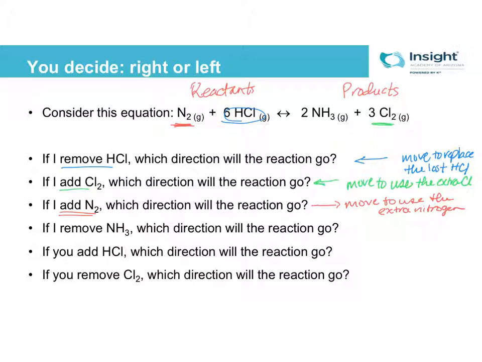If I remove NH3, so here's NH3, I'm going to remove some of the NH3. I'm going to have less of it, which means I'm going to be short some of the products. So that's going to be, again, moving to the right. And I'm moving to the right because I'm going to move to replace the lost NH3.